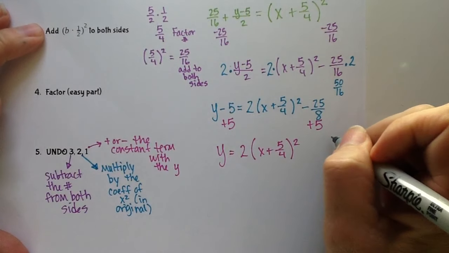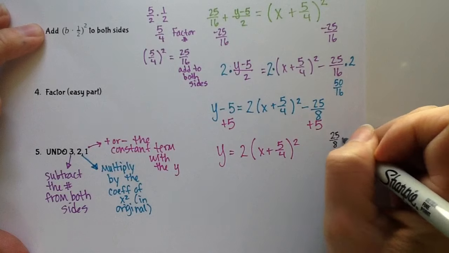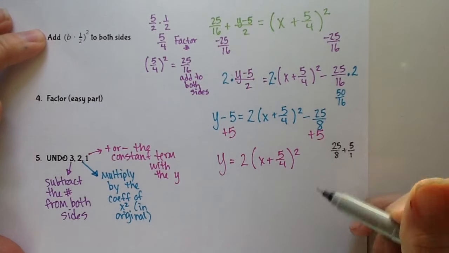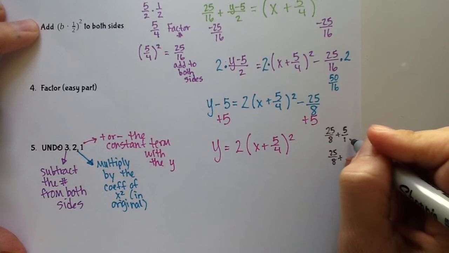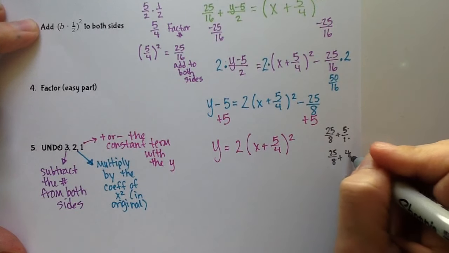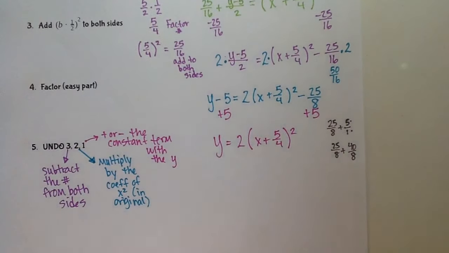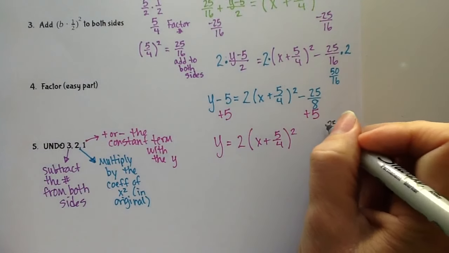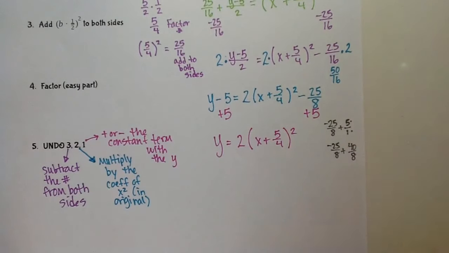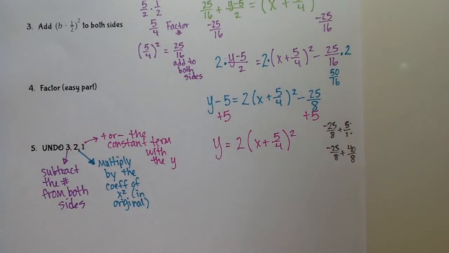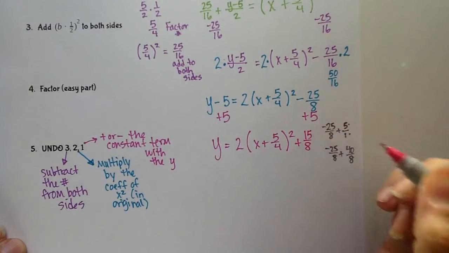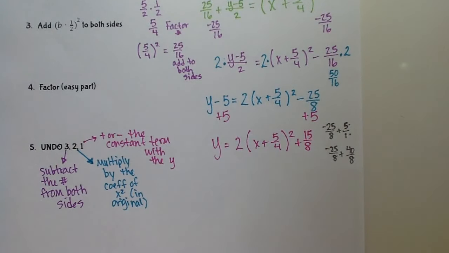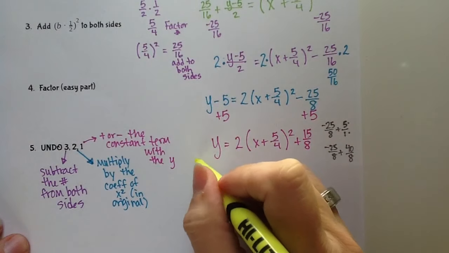Let's go negative 25/8 plus 5 over 1. I need to have a common denominator, so that's going to be 8ths, which makes this times 8, times 8, 40/8ths, and then add those together. Excuse me, that was negative 25/8. So negative 25/8 plus 40/8ths gives me 15/8 positive, so plus 15/8. And now my equation is in vertex form.